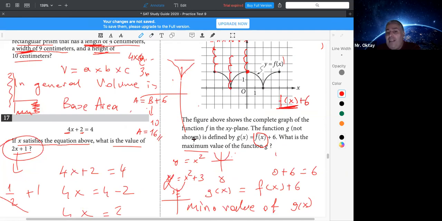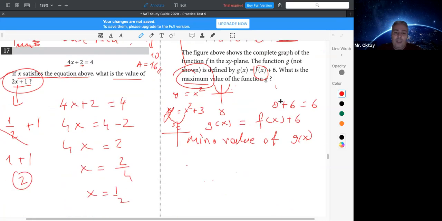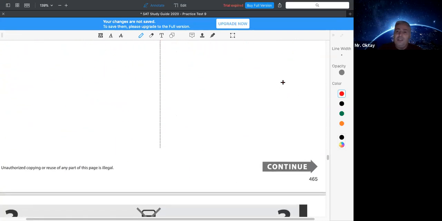But I am interested in the maximum value. Since the maximum value is here 2, after 6 units, it will be 8. Or here, the minimum value is 0. After 6 units up, 0 plus 6 will be 6. That's it. Okay, enough. Let's go on.